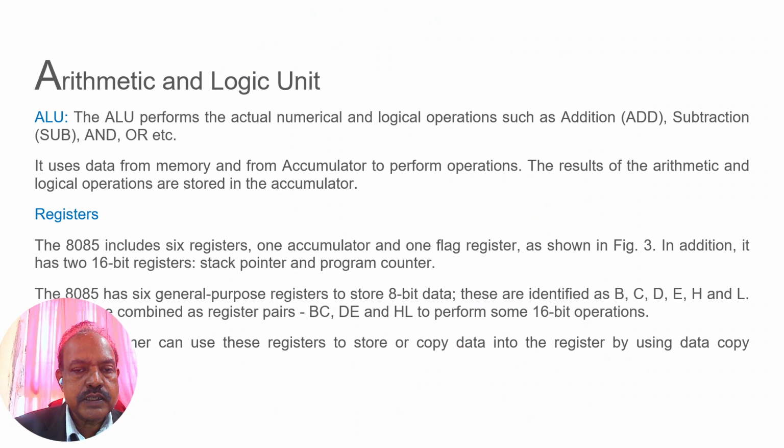Coming to the arithmetic and logic unit, the ALU performs the actual numerical and logical operations such as addition, subtraction, AND, OR, logical operations, all the things that we can do there. It uses data from memory and from the accumulator to perform these operations. Either it takes from the memory or the accumulator or from both. Then it goes for the various operations as I told you. The results of these arithmetic and logical operations are stored in the accumulator again.